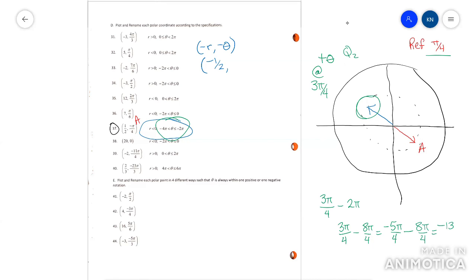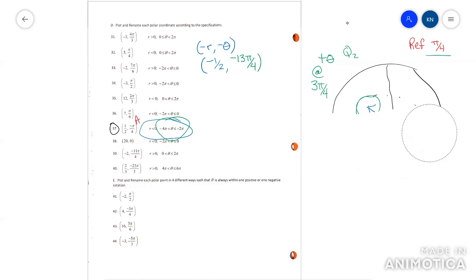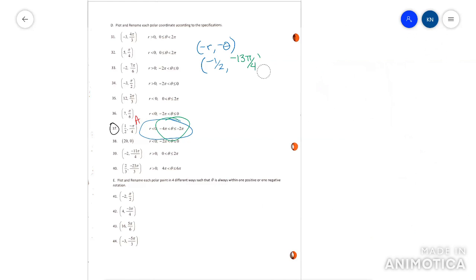So negative 13 pi over 4. It still puts you at that same location, but now it's within the specifications that they want. So that would be my answer for that one. I hope that's not too confusing, but let's keep moving. Let's look at this bottom section real quick. Then we'll start converting.